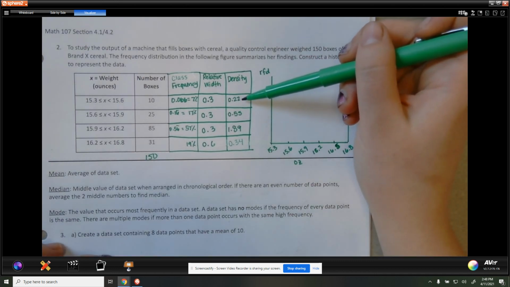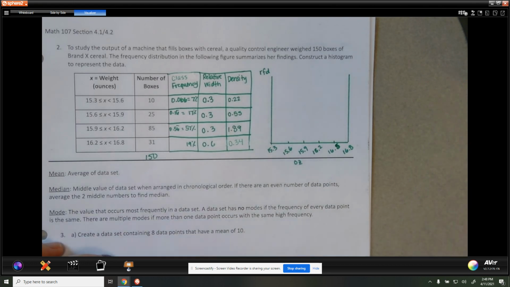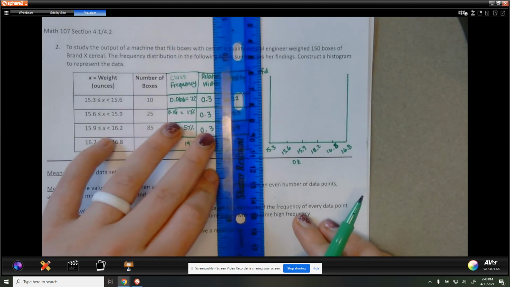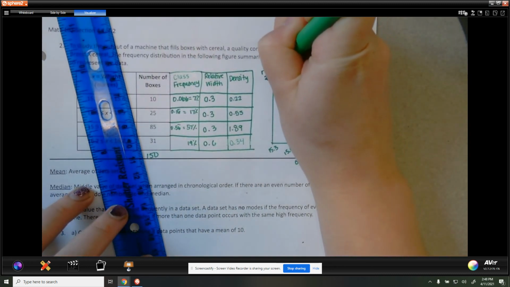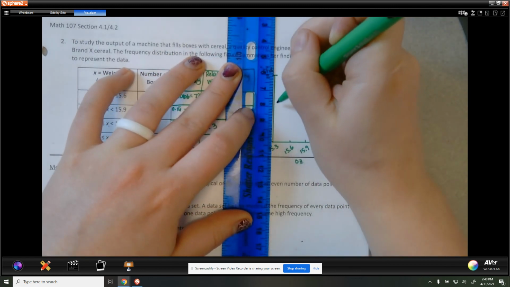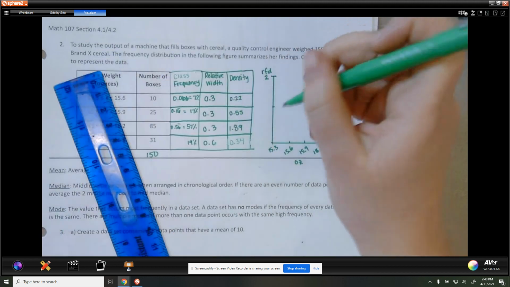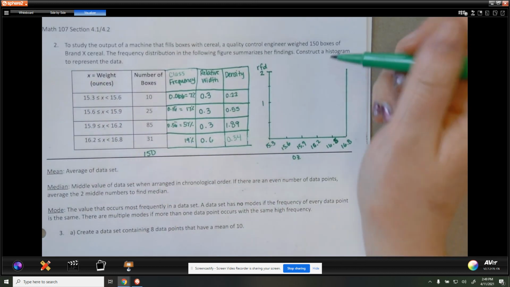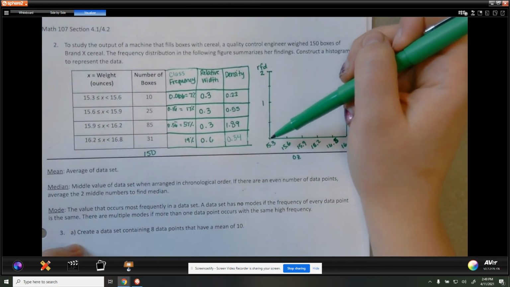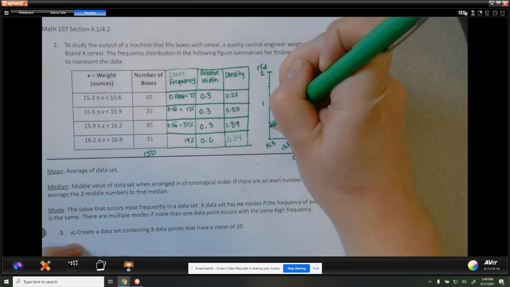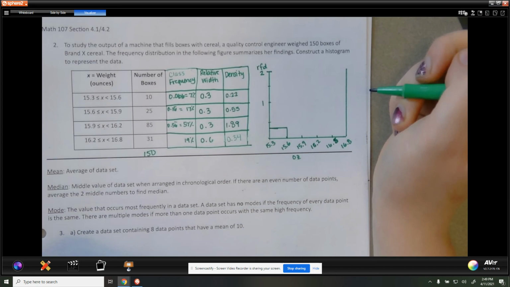So we go from 0.22 to 1.9, so let's see. We can count, that's basically, let's just say this is 2 up here. So then, what is this? All right, so right in here, this is going to be 1. Okay, so for 15.3 to 15.6, we are going to go up to 0.3, which is right in here. Right here, how about? Okay, there's our box, and then I'm going to put my percentage here.